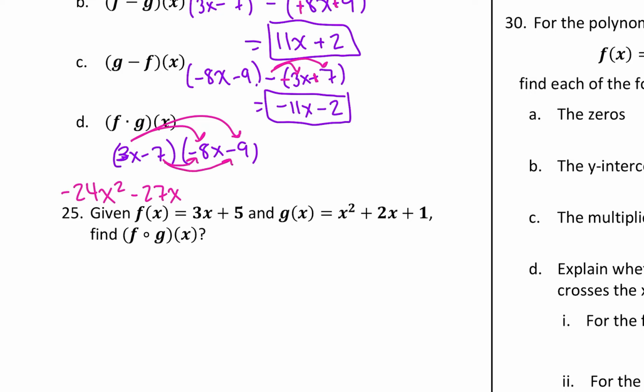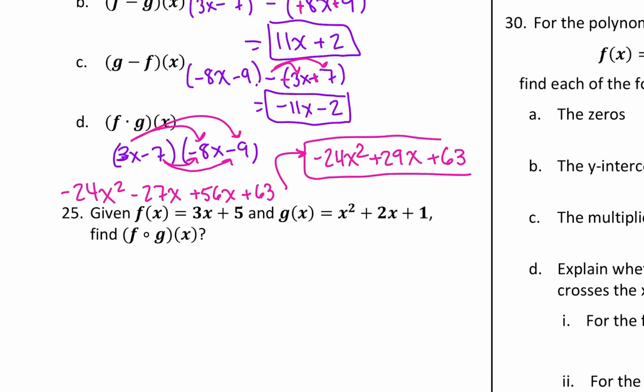And then we'll do this inside, outside, these next two. So negative 7 times negative 8x is positive 56x. And negative 7 times negative 9 is positive 63. I do see some like terms there. Let's get those together. So I've got negative 24x squared. And we'll put negative 27x and positive 56x together. And that should give us 29x. And then we got this plus 63 at the end, and that's what that's going to look like.